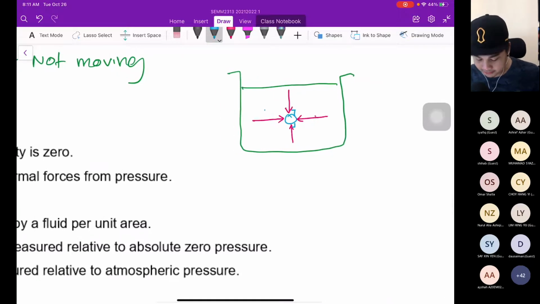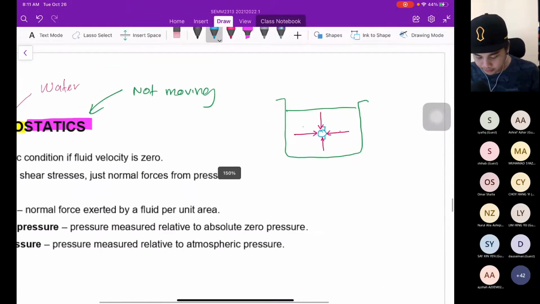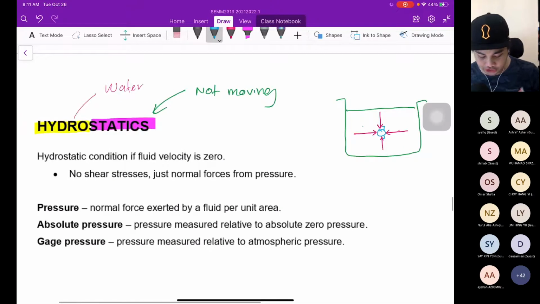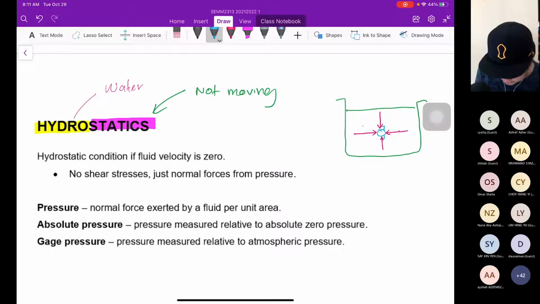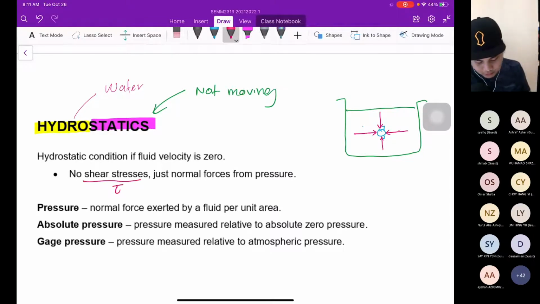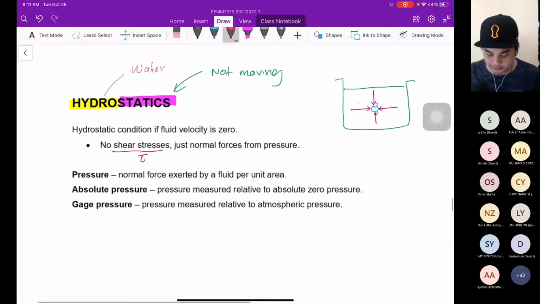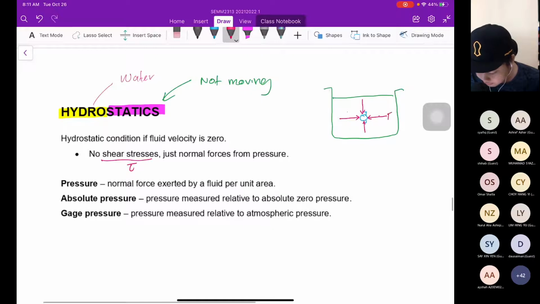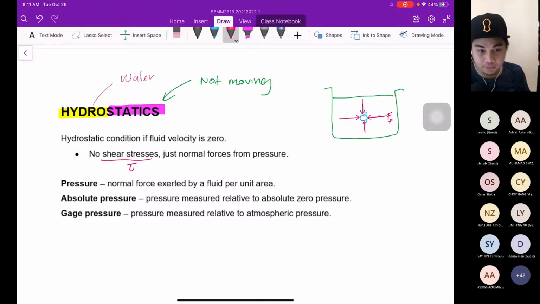So when the fluid is static, that means it has no shear stress, no tau. Alright, this is tau. Pressure is the normal force exerted by a fluid per unit area. This is what we learned. The pressure, yeah. This is the pressure, the force coming from pressure. So when we talk about pressure, normally we divide the pressure into two, absolute and gauge pressure.